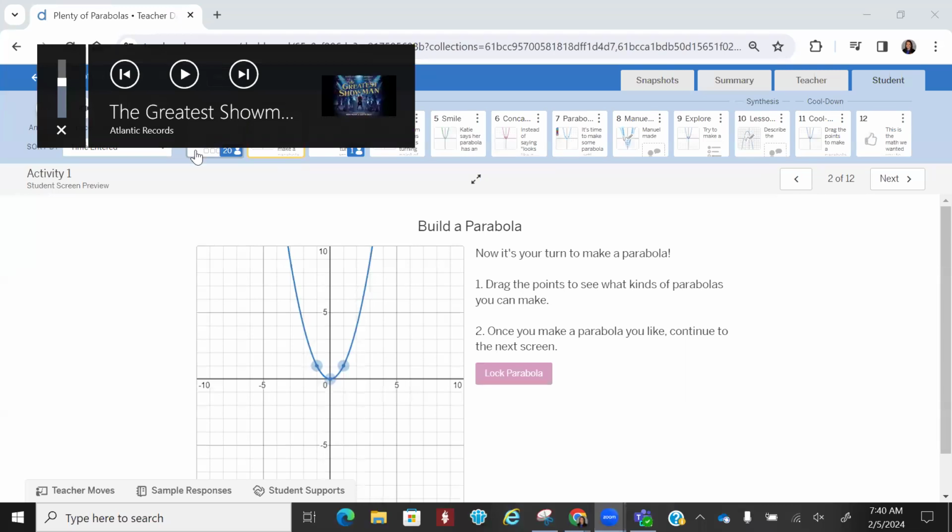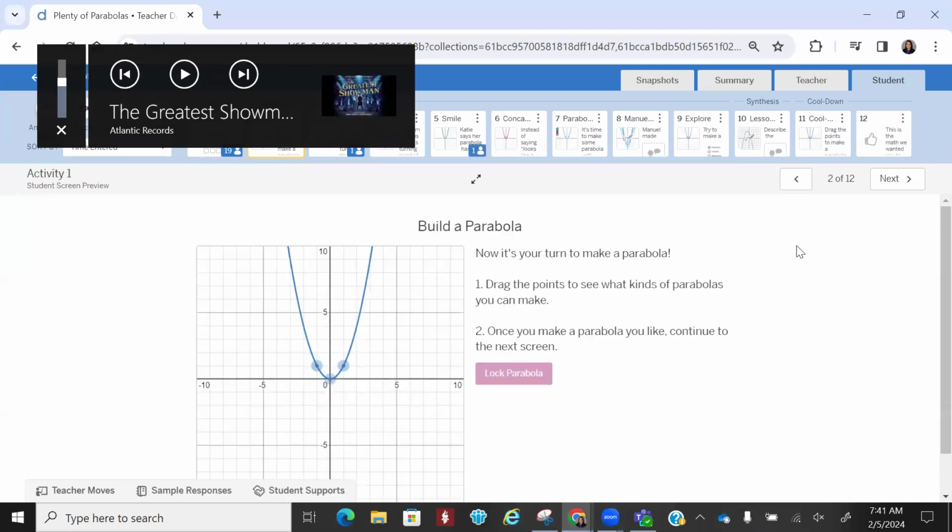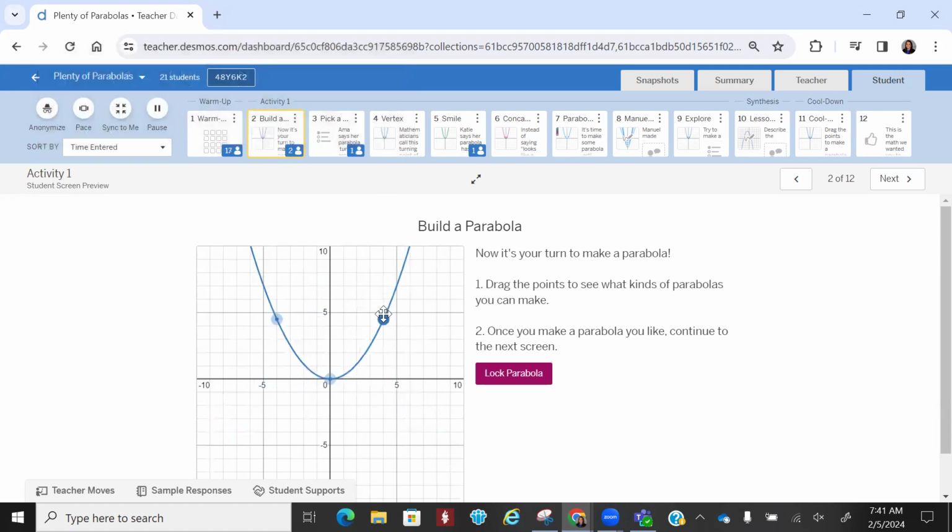Okay, so hopefully you had a couple of minutes to play with somebody on the polygraph stuff. Go ahead and go to slide 2. Now it's your turn to make a parabola. Drag the points to see what kinds of parabolas you can make. Once you make a parabola, continue to the next screen. Take a second, try to build your own. You can move these dots around to change it up.